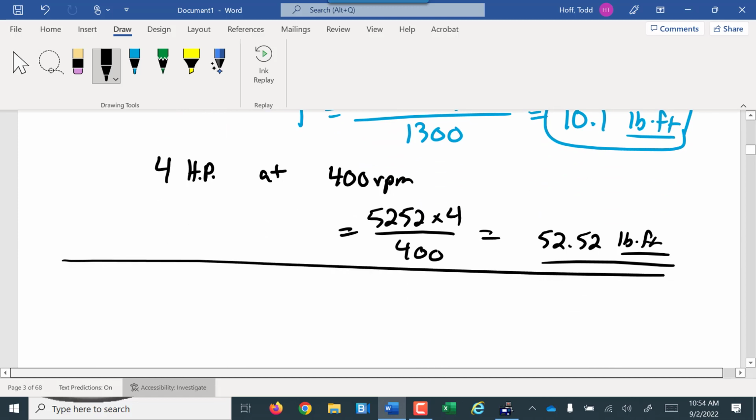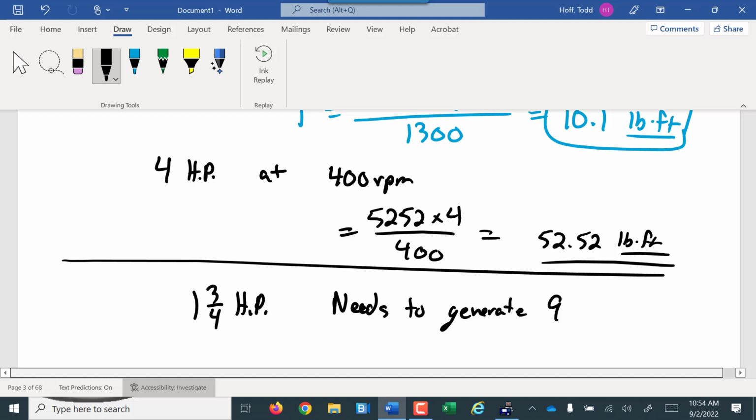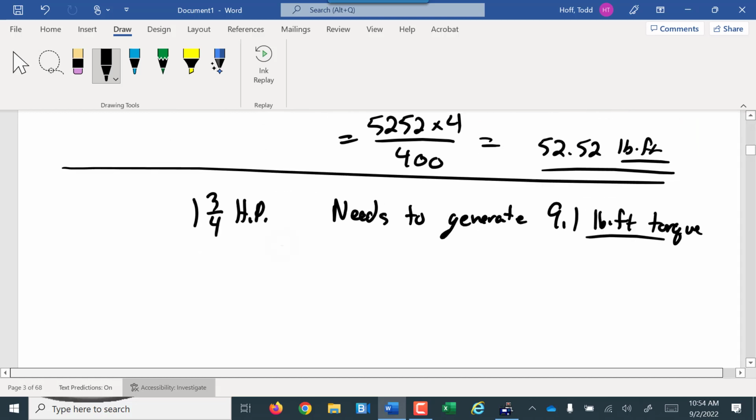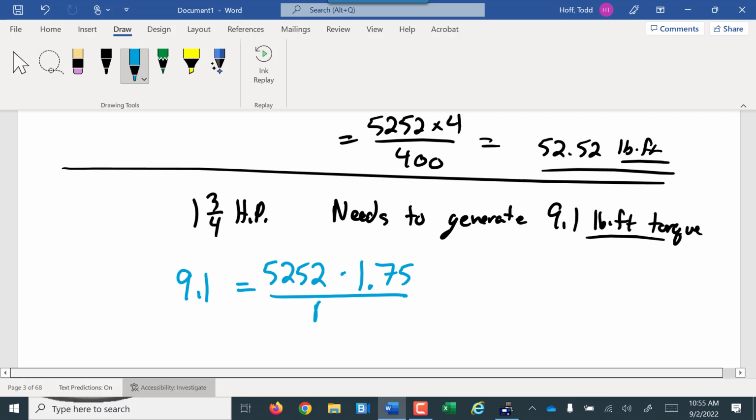Let's look at it from the other side. We have a 1 3/4 horsepower motor that needs to generate 9.1 pound-feet of torque. What RPM should it be operating at? So we need 9.1 pound-feet or foot-pounds of torque equals 5,252 times 1 3/4. We're just going to put it as 1.75 over RPM.